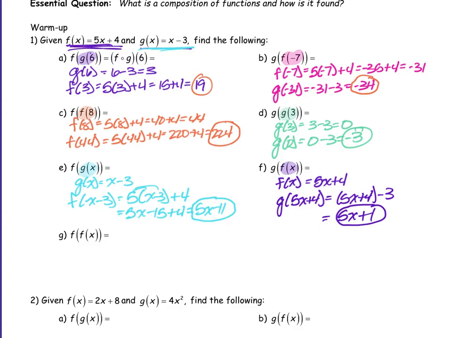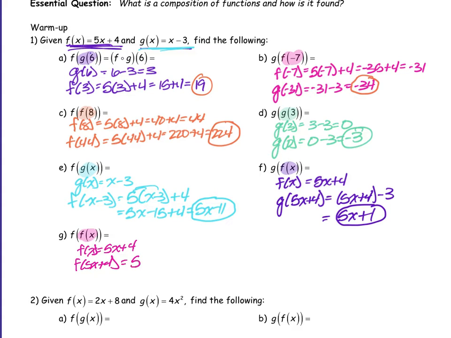Okay, and then I can put f of x inside of f of x. So again, I'm going to find out what f of x is, which we already know is 5x plus 4. Great. So f of x equals 5x plus 4. Oops, I forgot my parenthesis. And I want to put 5x plus 4 back into f again.